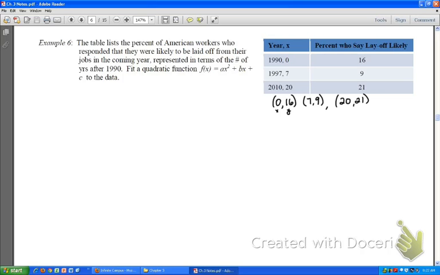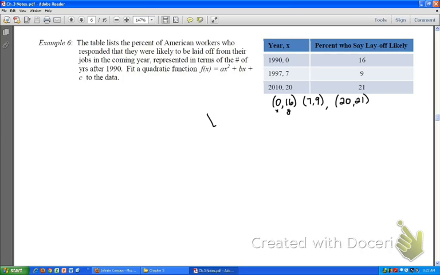So all that you have to do to set your equations up for this is use this equation right here. The plus c kind of got bumped down, but f of x or y equals ax squared plus bx plus c with each respective xy coordinate. So you'll get one equation off of this coordinate, another equation off of this, and a third equation off of this. Right? So let's see what that looks like.